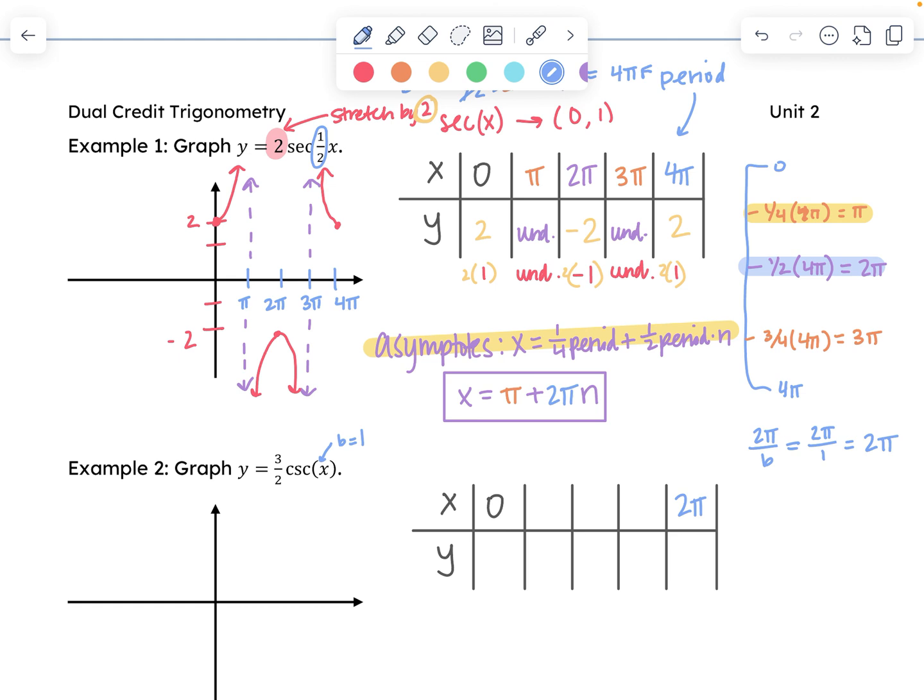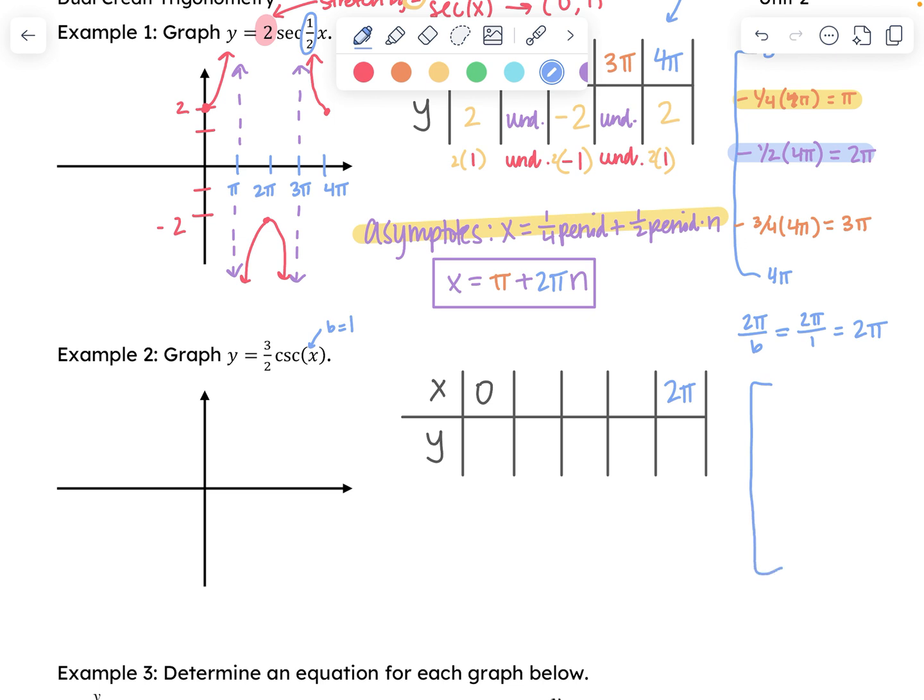I still need to fill in those other parts of the table, so I can still do what we've done. I can figure out what 1/4, 1/2, and 3/4 of it is. If I'm looking exactly halfway in between, well, half of 2 pi is just pi. The fourth of 2 pi would be pi over 2, and 3/4 of 2 pi is 3 pi over 2. So I filled in all of those x values.